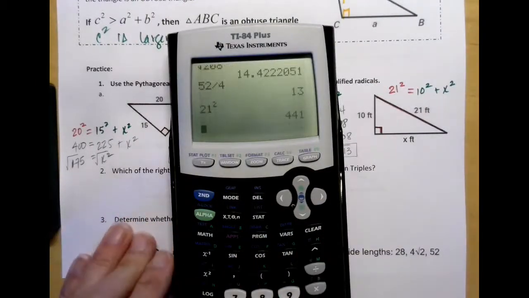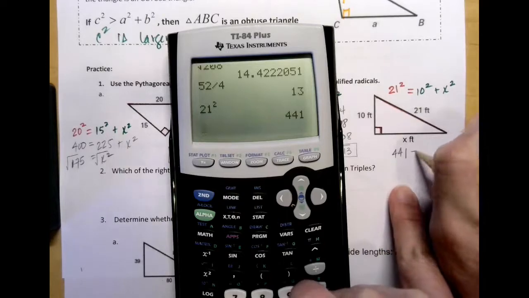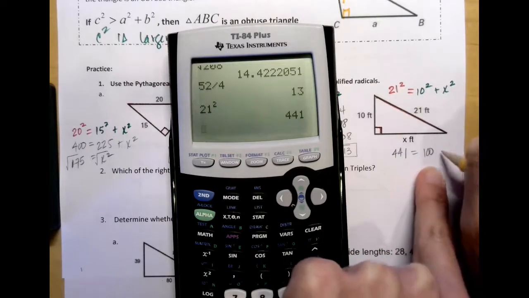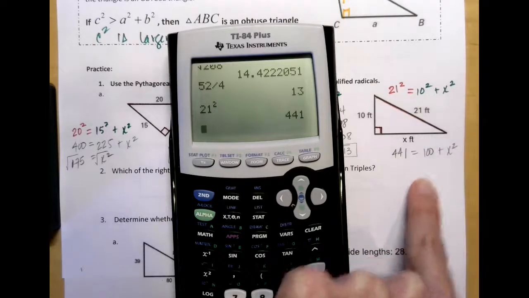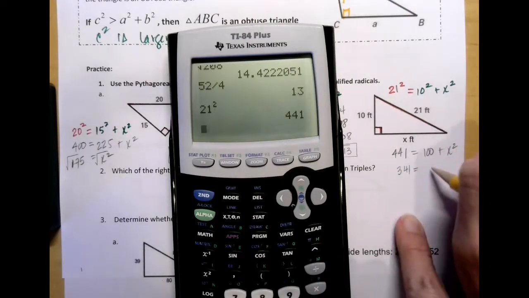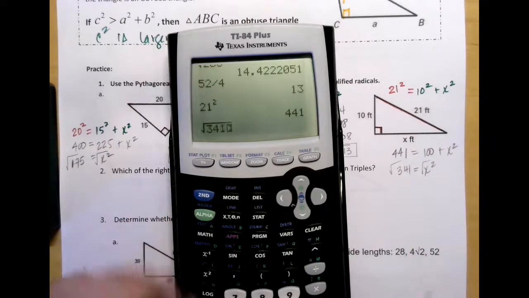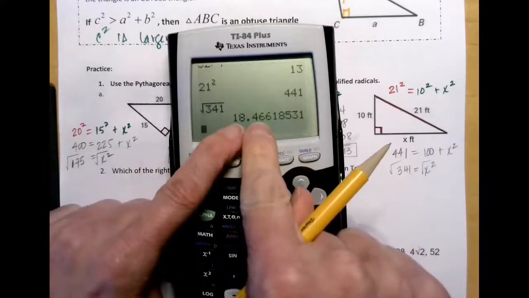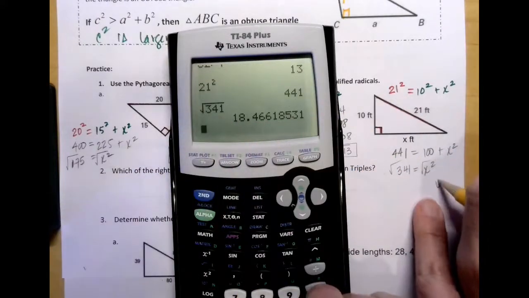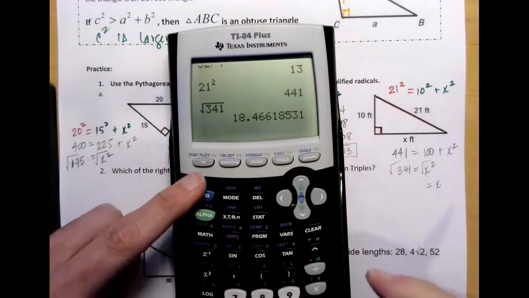21 squared is 441, which is equal to 100 plus x squared. So 341 is equal to x squared. Take the square root of each side. The square root of 341, guess what? Strike 3 for me. So x is going to be equal to the square root of 341.